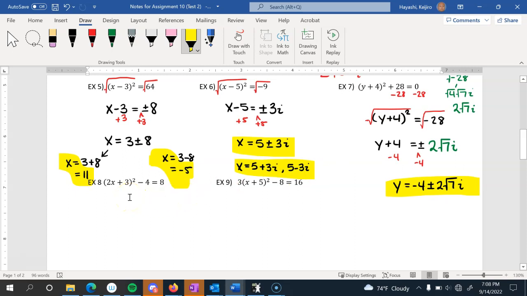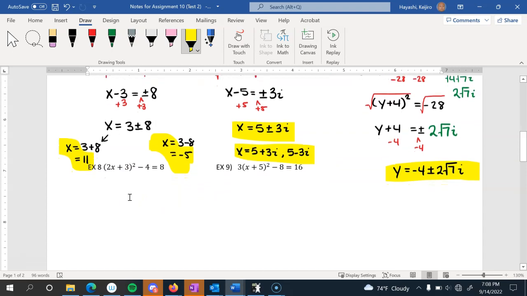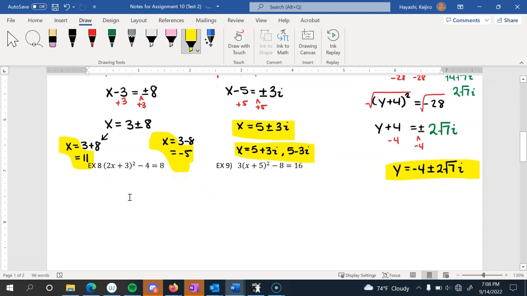Now these ones aren't going to be imaginary anymore, because they're not going to equal a negative number on the right-hand side. But still, we want the squared variable term to be isolated. So in example 8, what's the first thing we should probably do? Add 4 to each side. Right, add 4 to each side so that the squared variable term is the only thing on its side. So that's (2x plus 3) squared equal to 12.